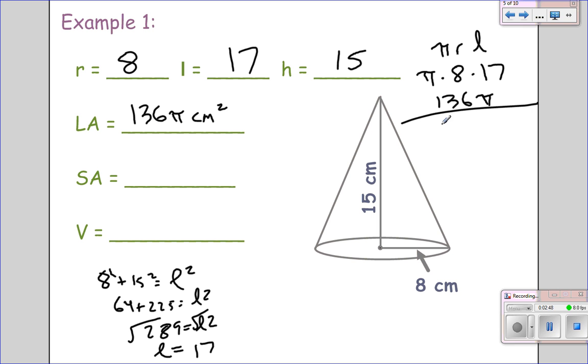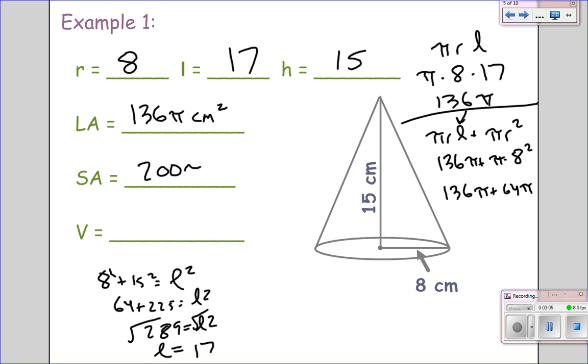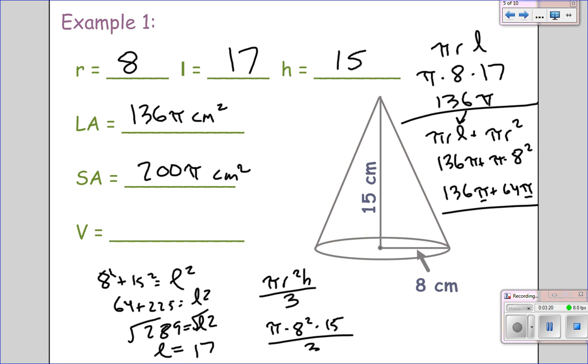Next, we're going to do the total surface area, which is pi r L plus pi r squared. So this is 136 pi plus pi times 8 squared. So 136 pi plus 64 pi gives you 200 pi centimeters squared. All right, we can combine those because they both had pi's in them. Finally, volume, which is pi r squared h divided by 3. So pi times 8 squared times 15 divided by 3. So 8 squared times 15 is 960, divided by 3 gives me 320 pi centimeters cubed.